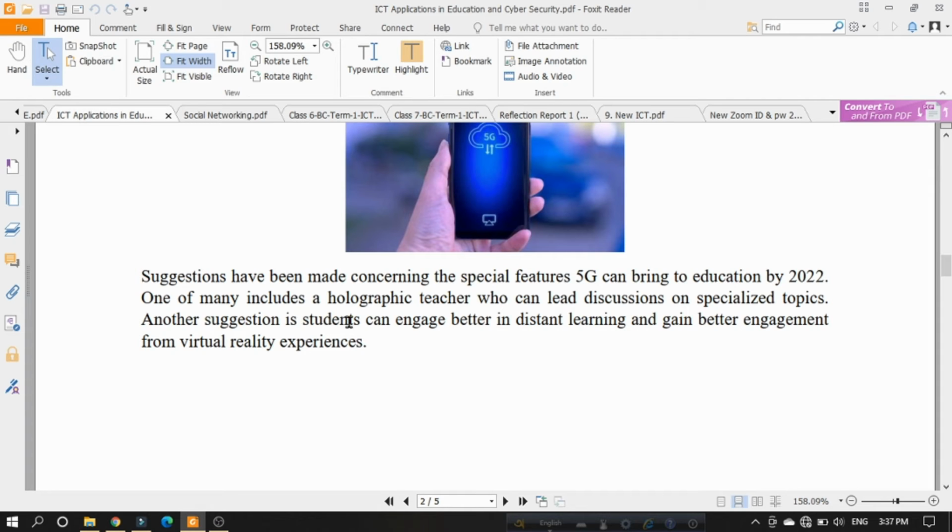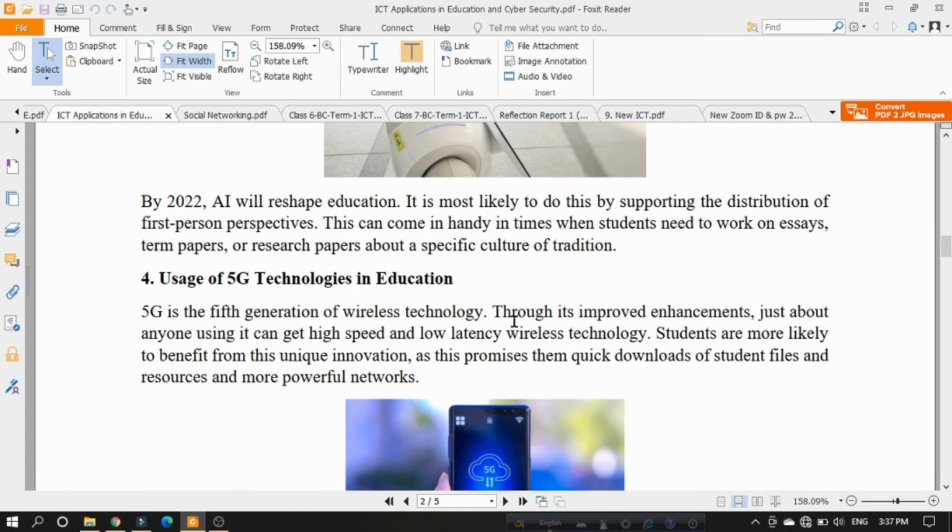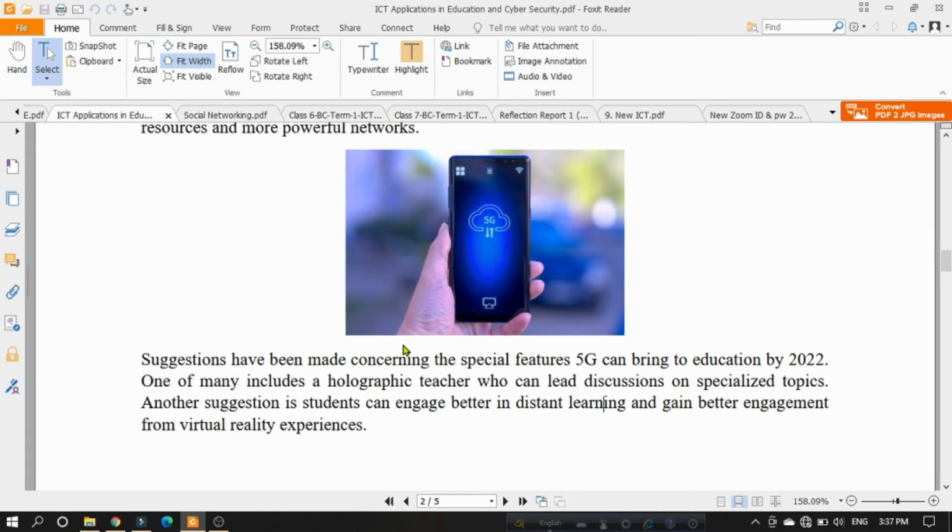One of many includes a holographic teacher who can lead discussions in specialized topics. Another suggestion is that a student can engage better in distant learning using a 5G network. So this is one of the advantages of 5G. Distant learning can gain better engagement from virtual reality experience.